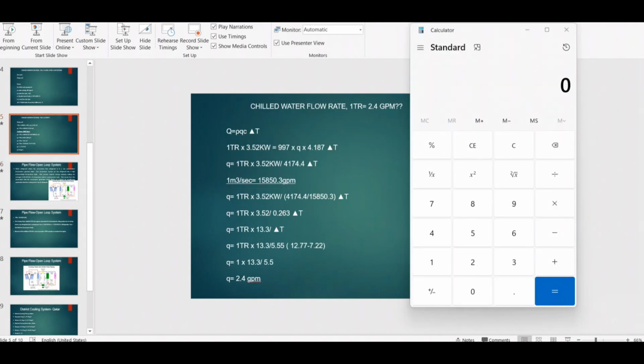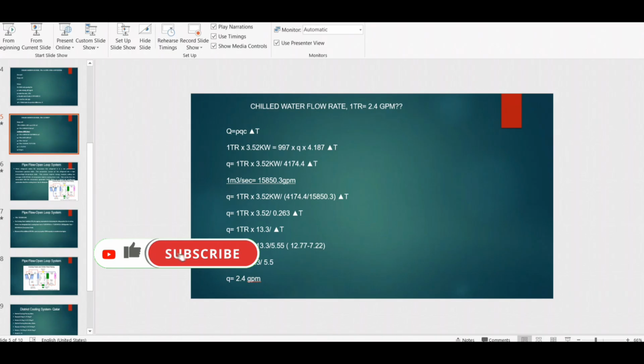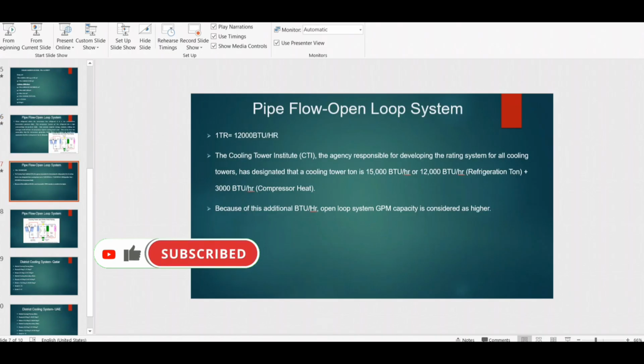So in the normal case 1 ton is equal to 12,000 BTU per hour, while in the open loop system it will be 15,000 BTU per hour. That means 15,000 divided by the normal capacity of 12,000 BTU per hour, so it will be 1.25. That means a 25% higher flow rate compared with the normal case. So if 1 ton is equal to 2.4 GPM in the normal case, when coming to the open loop system it will be higher, like 3 GPM. I hope now you understand how the open loop and closed loop systems' different GPM values are coming.